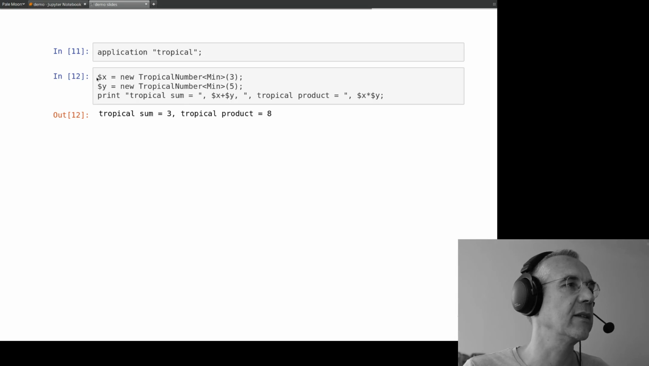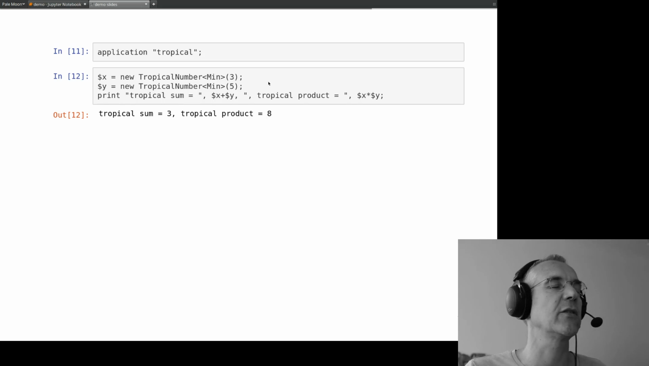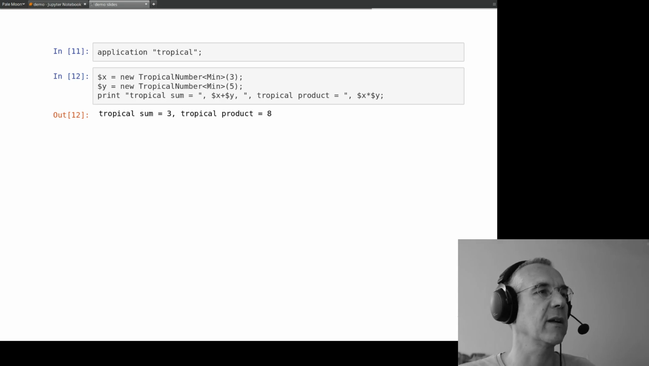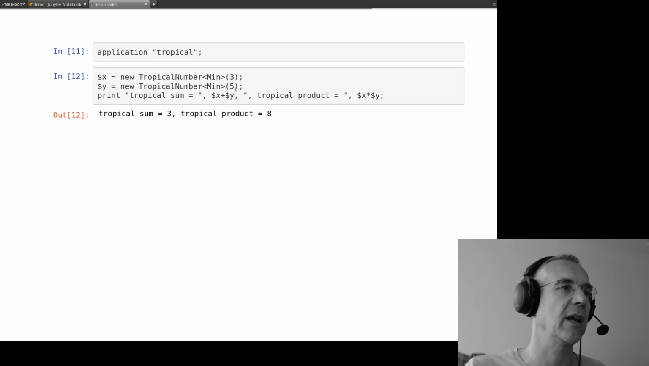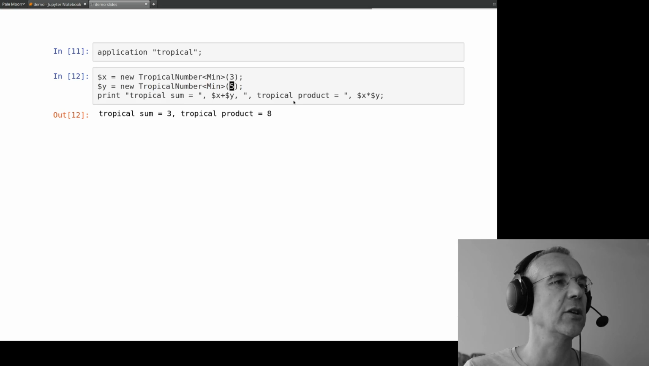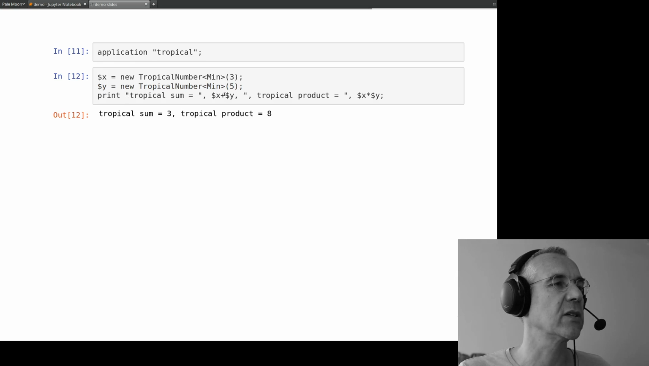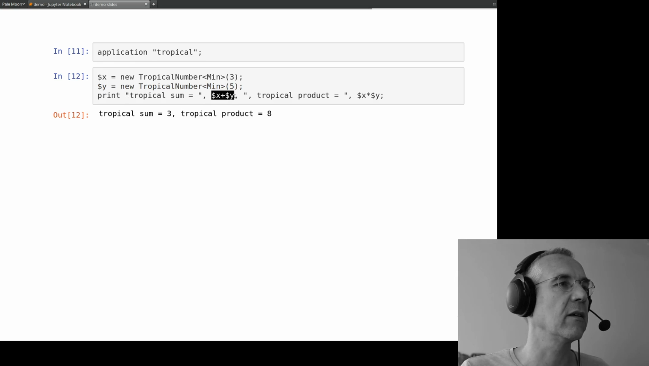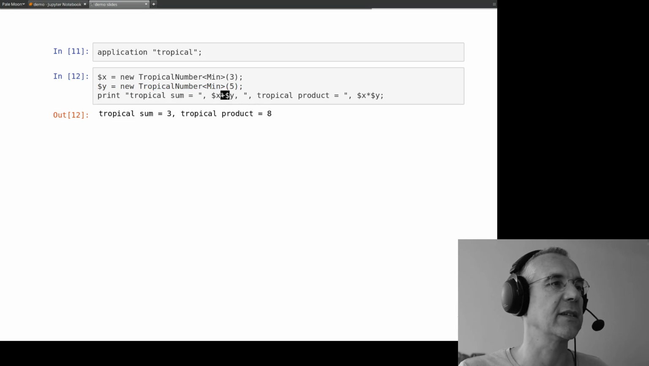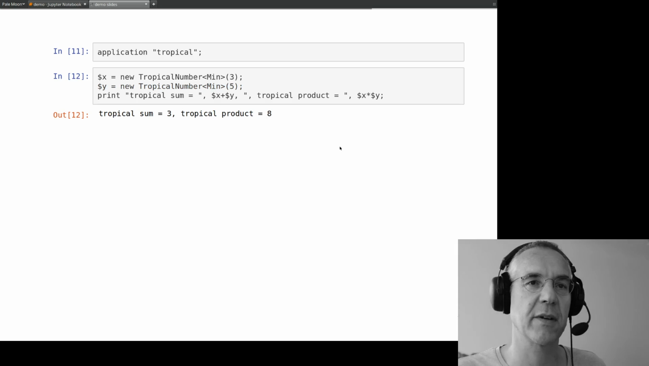And so here you can define two numbers x and y. Polymake is strongly typed, so we like to distinguish the rational number 3 from the tropical number 3, and the rational number 5 from the tropical number 5. Because now we can use operator overloading and look at the sum in the tropical sense, which is the minimum, and at the product, which is the sum. Okay. Not very exciting, but still useful.